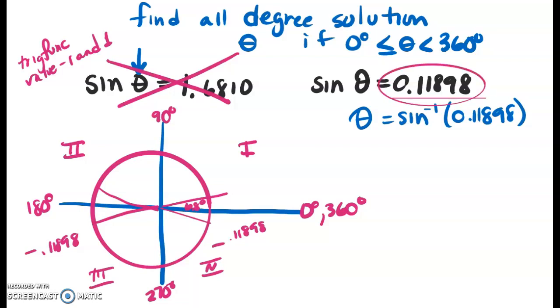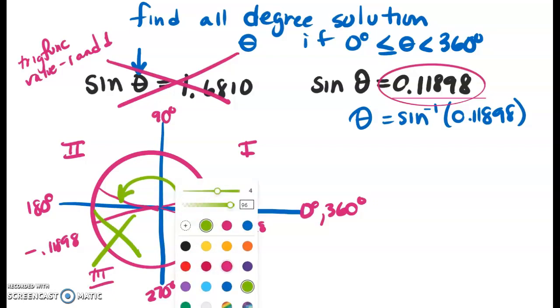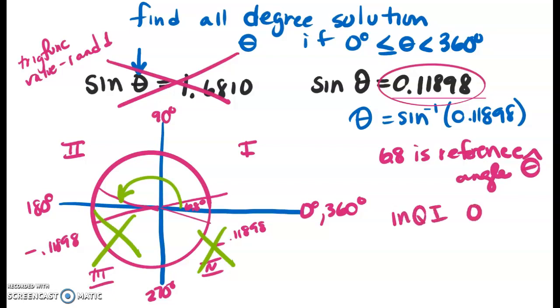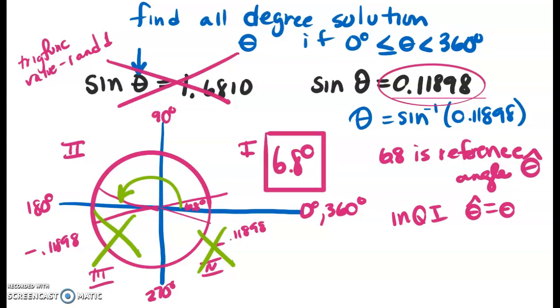So I'm going to say, all right, I can ignore quadrant 3 and 4, but I need to find whatever angle this is here. And in order to find that, we know 6.8 is the reference angle, and we called it theta hat. So in quadrant 1, the reference angle is just equal to the angle. So in quadrant 1, it's 6.8 degrees. So that's one of our answers.